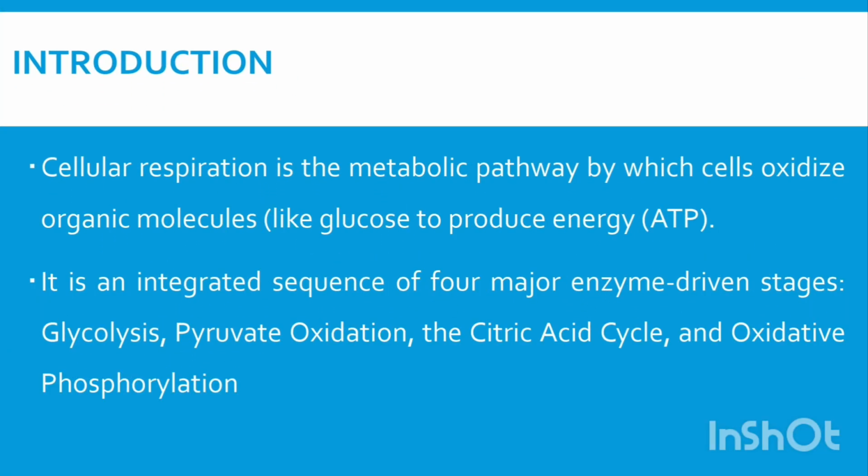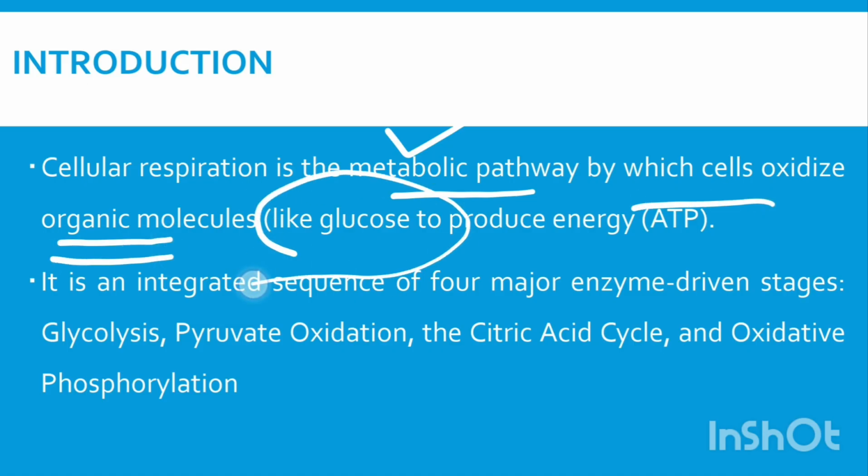So what is the definition? It is a metabolic pathway. Actually it is a metabolic as well as catabolic pathway, so altogether it is called an amphibolic pathway. Cellular respiration is an amphibolic pathway by which cells oxidize organic molecules like glucose to produce ATP, or adenosine triphosphate, which is the energy currency. Our cells use this energy currency to do different life activities.